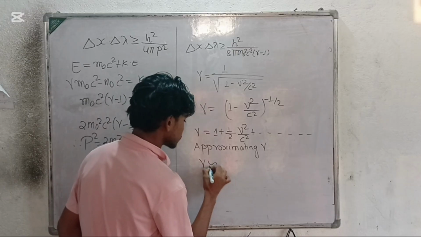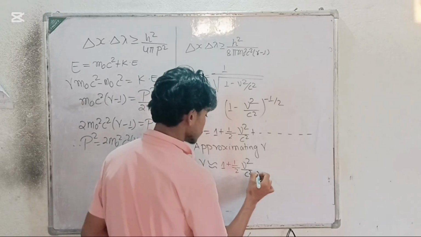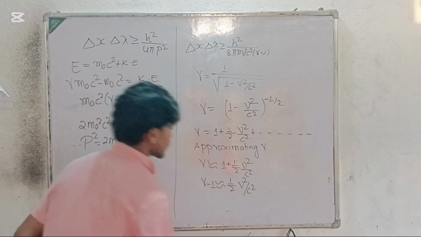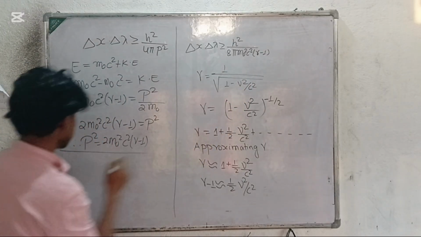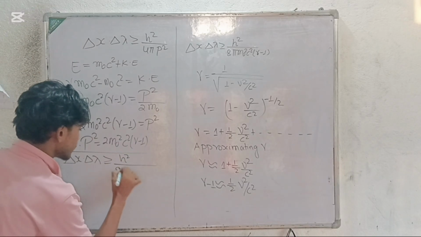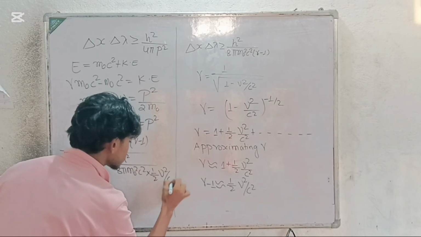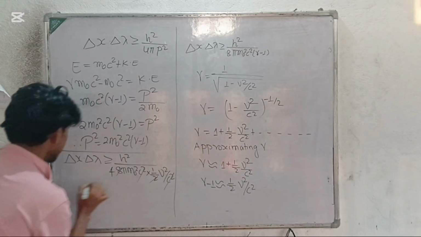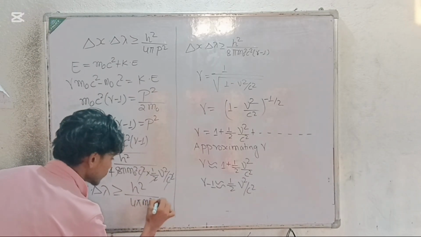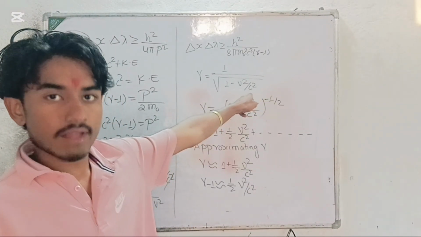So I am approximating gamma. For our non-relativistic case, gamma is approximately equal to 1 plus 1/2 v squared over c squared. So gamma minus 1 is approximately equal to 1 by 2 v squared over c squared. So you can substitute in here, and you will end up getting delta x into delta lambda is greater or equal to h squared upon 8 pi m naught squared c squared. In terms of gamma minus 1, you can write 1 over 2 v squared over c squared, and you can cancel out, and this would be 4, and delta x into delta lambda is greater or equal to h square upon 4 pi m naught square v square. And this is the same classical idea that we had already derived from our relativistic effects.